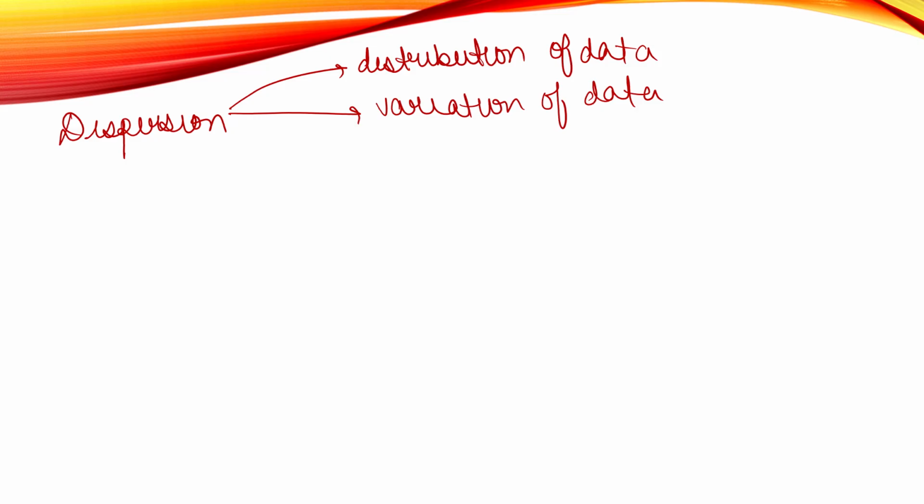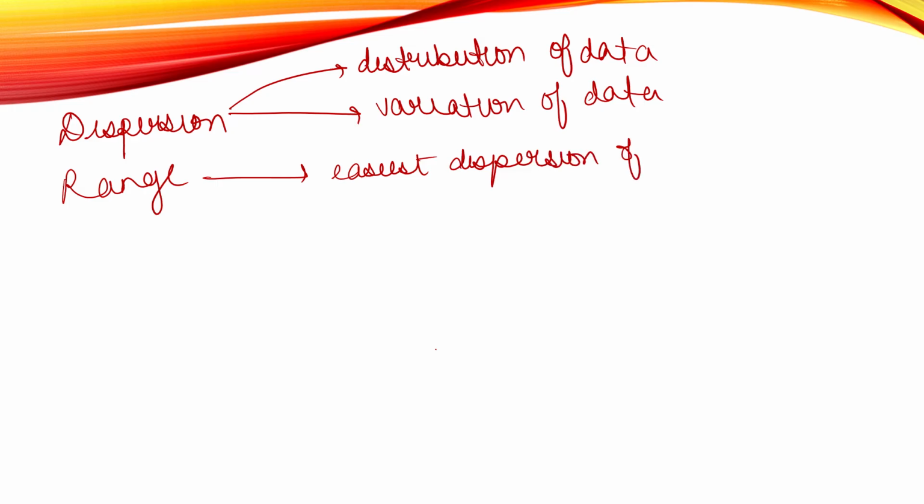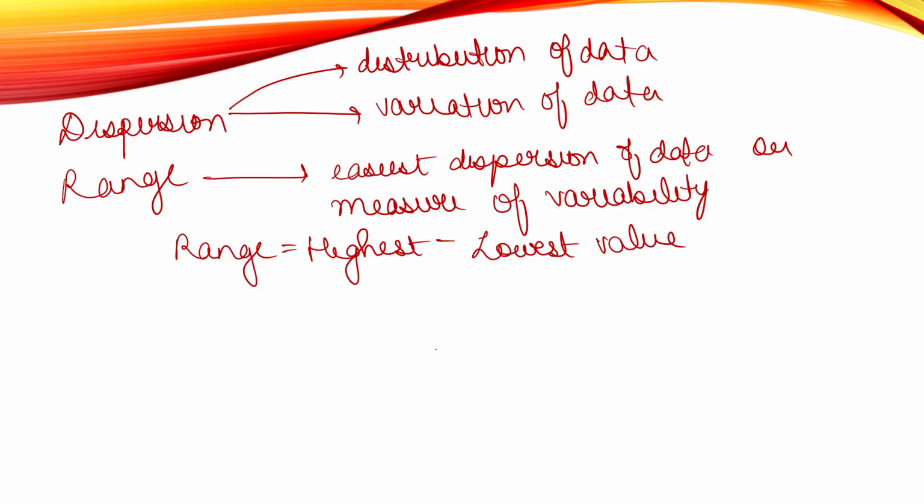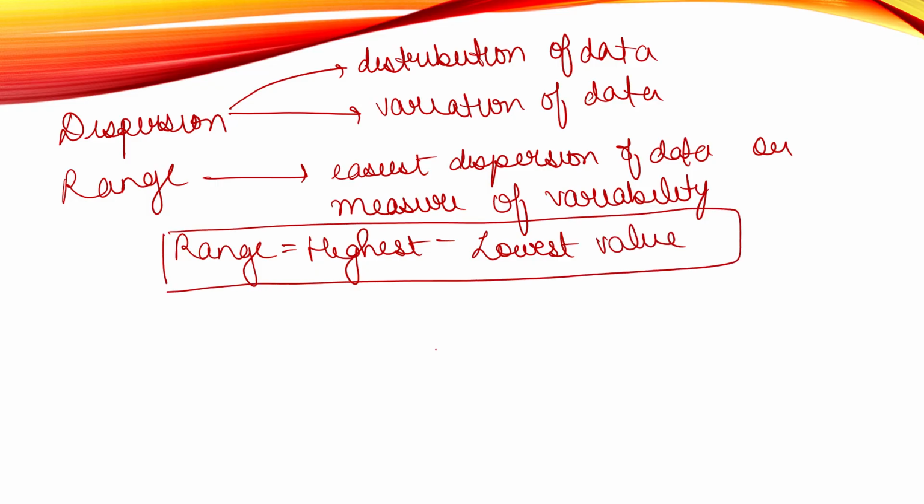So this is dispersion, and range is basically the easiest dispersion of data, or measure of variability. Range formula we can write: range is equal to highest minus lowest value. I'll put it in a box.